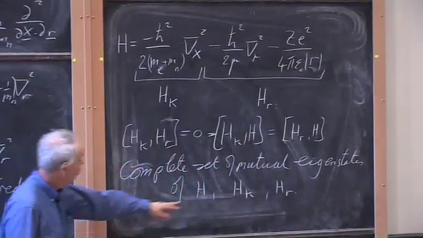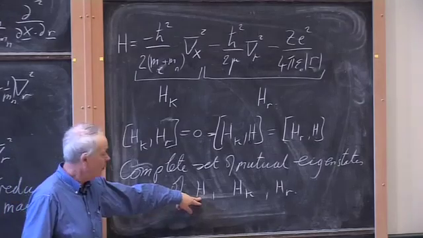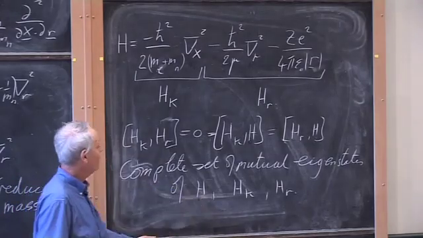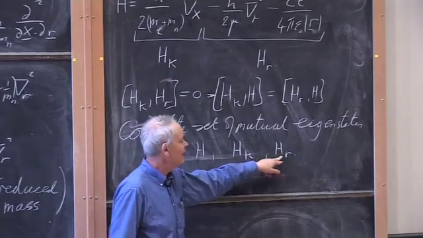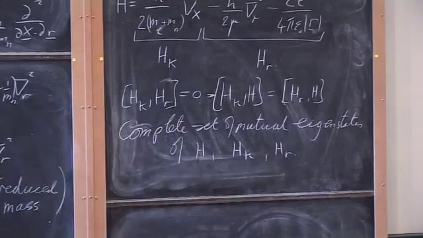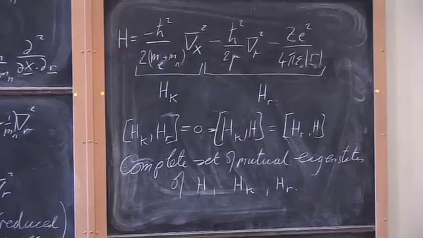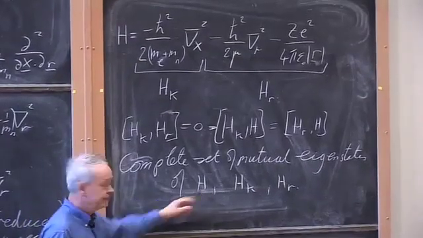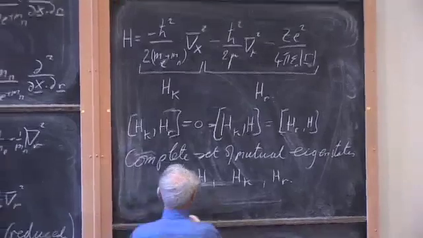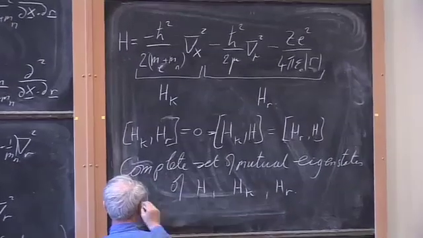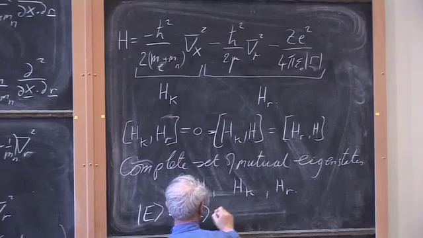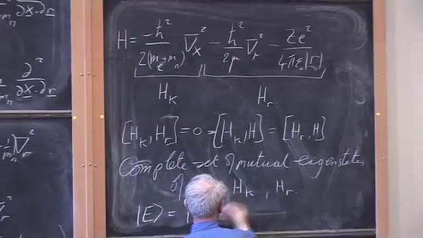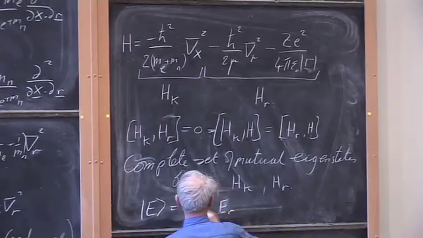So we want eigenstates of this. That's what we set out to find. And what we've discovered is that if we find the eigenstates of this and this, all we need to do is multiply them together, and we will have eigenstates of this. So what does this imply? This implies that E is equal to some state of K times some state ER, or E sub K.